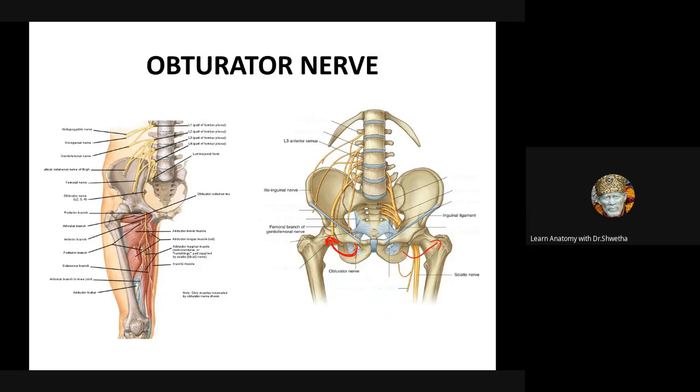Can you see a small thing here? That is the posterior division. I will tell you how it enters. It passes piercing the substance of obturator externus. It passes behind the adductor brevis. What all does it supply? It supplies obturator externus. It supplies the adductor brevis if it is not supplied by the anterior division of the obturator nerve. Then it supplies mainly the adductor magnus.